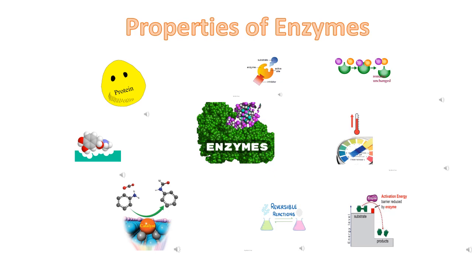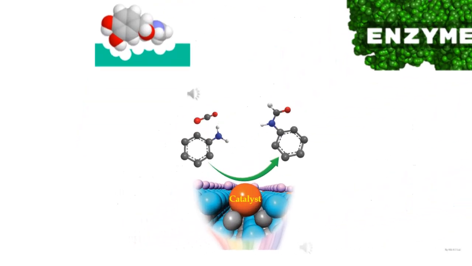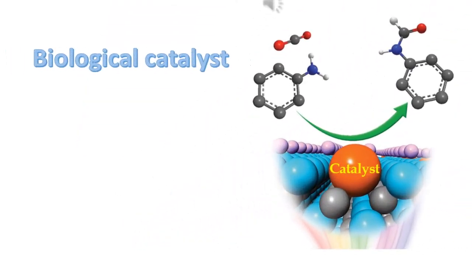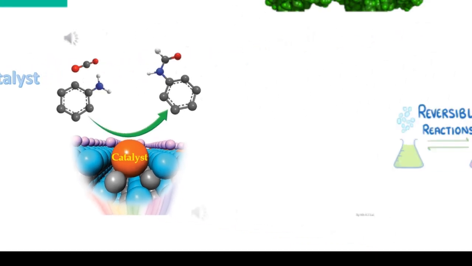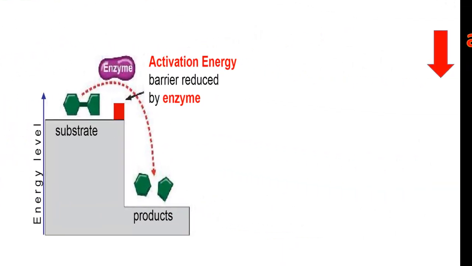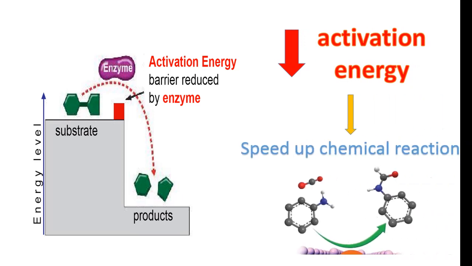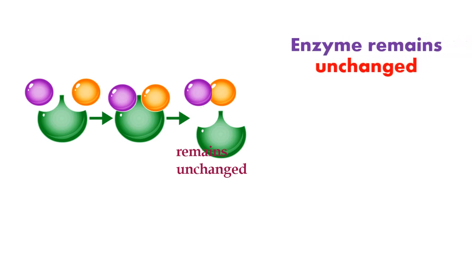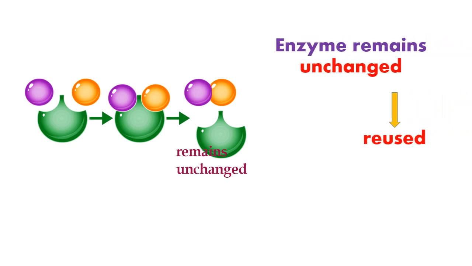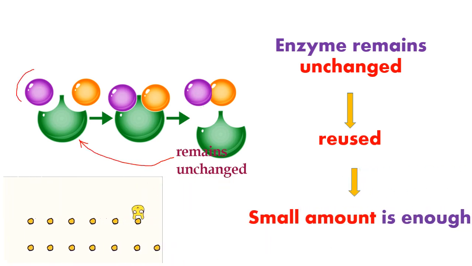What are the properties of enzymes? Enzymes are biological catalysts. They lower the activation energy to speed up chemical reactions. At the end of a chemical reaction, enzymes remain unchanged. They can be reused again. Therefore, to convert all the substrates into products, only a small amount of enzyme is enough.